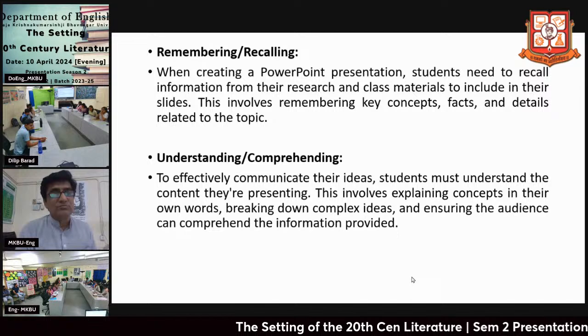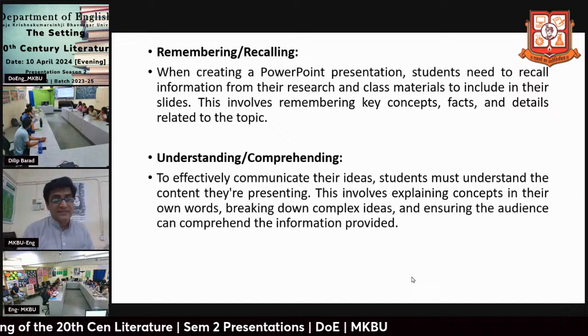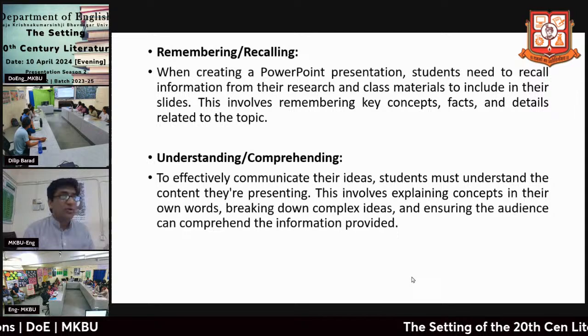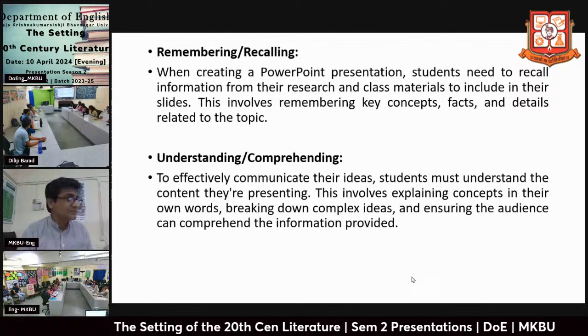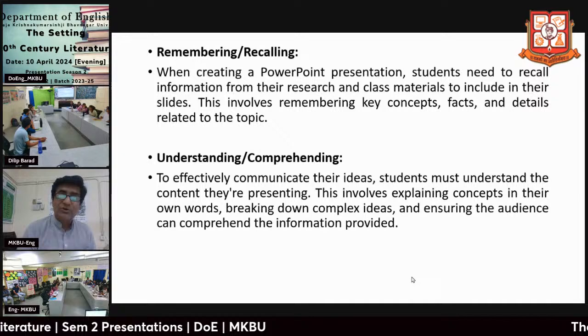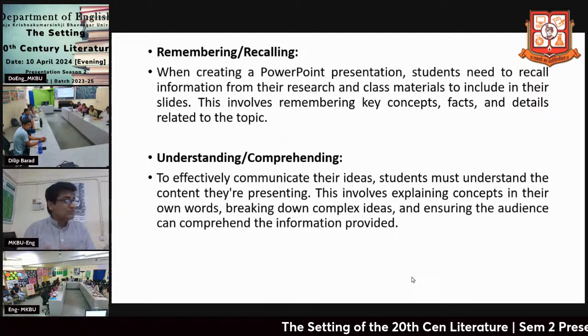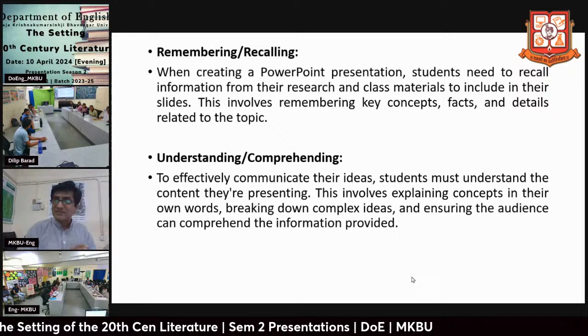Understanding means to effectively communicate your ideas. This involves explaining concepts in their own words, breaking down complex ideas and ensuring the audience can comprehend the information provided. Now, that is where the problem still comes, that you are not able to speak in your own words, but you just read the slides. All things are taken there. So that we need to see. If you have understood the things, there is no need to worry. Whatever you speak will be correct. But if there is no understanding, you have to read everything word by word.